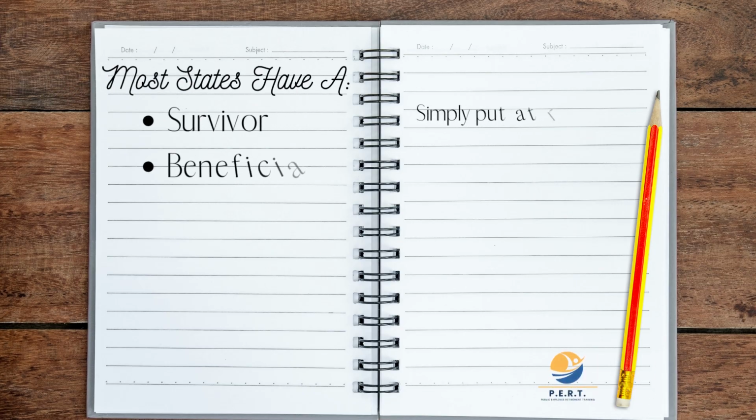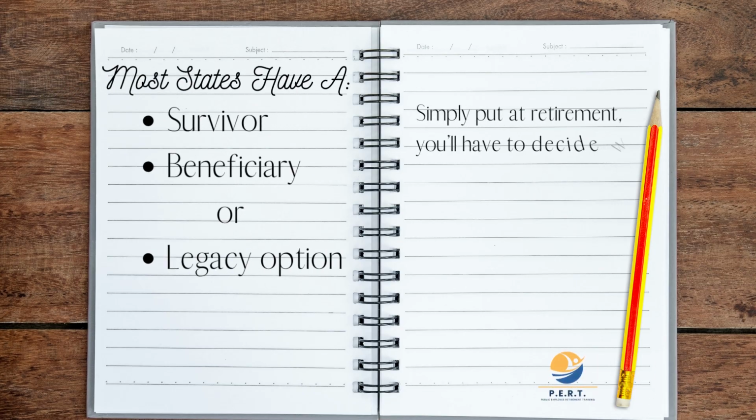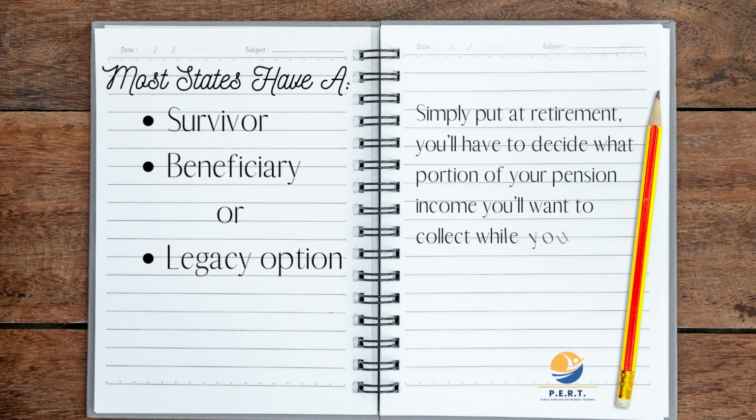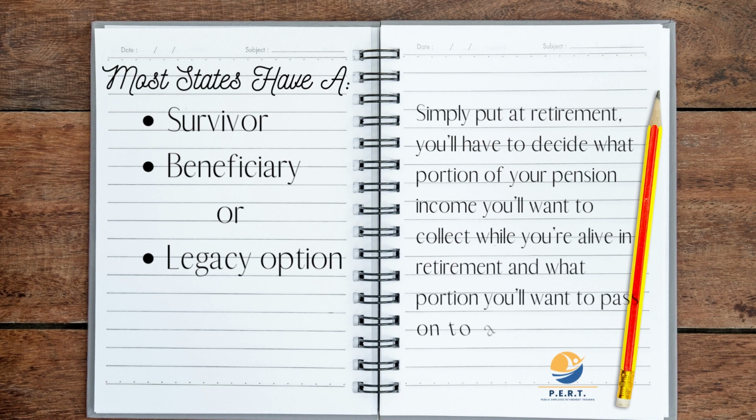Nearly all state retirement systems for teachers and public employees have a survivor, beneficiary, or legacy option. They all will call it something different. However, it is the same decision that needs to be made. Simply put, at retirement, you'll have to decide what portion of your pension income you'll want to collect while you're alive in retirement and what portion you'll want to pass on to a spouse or survivor.